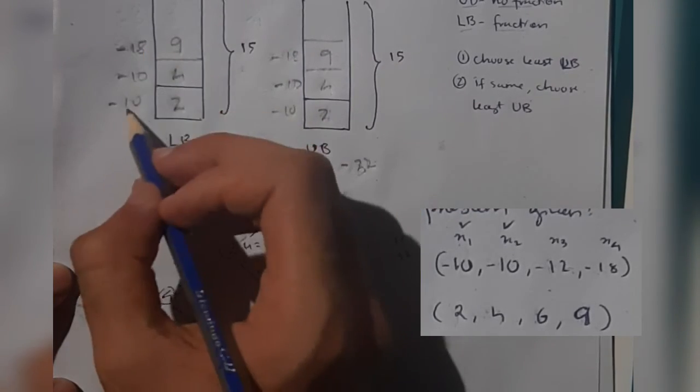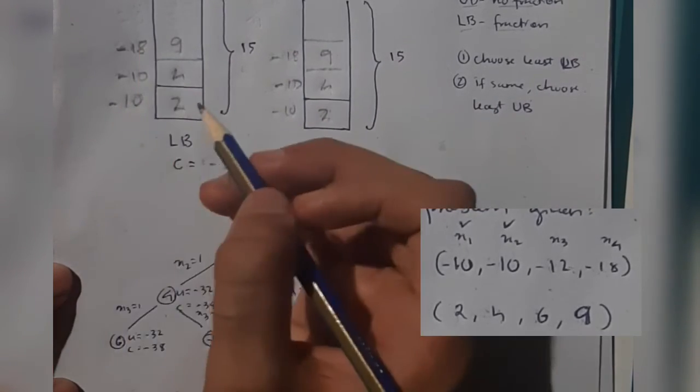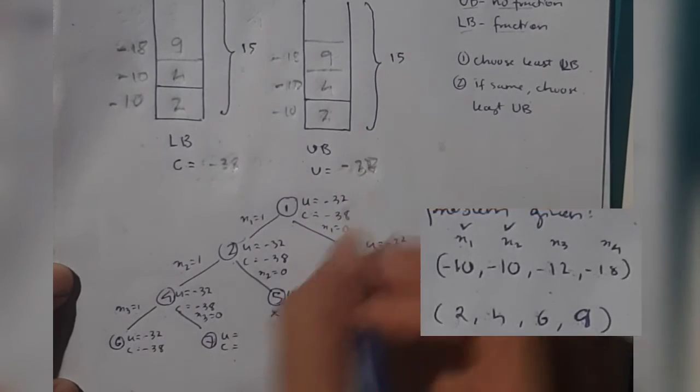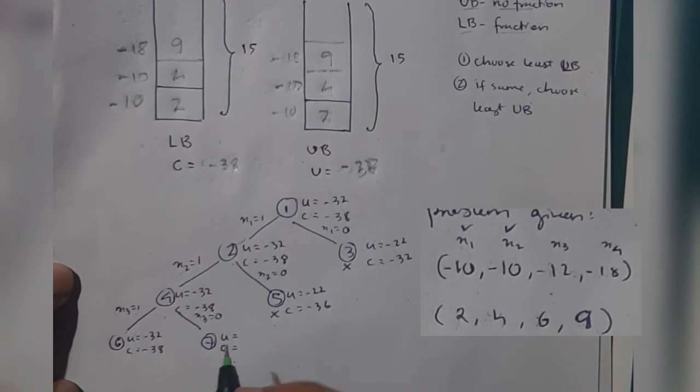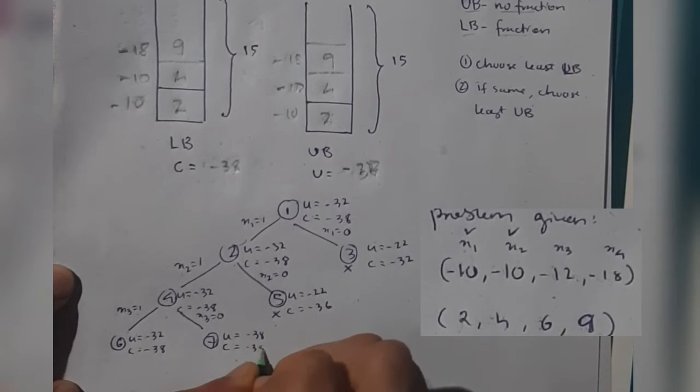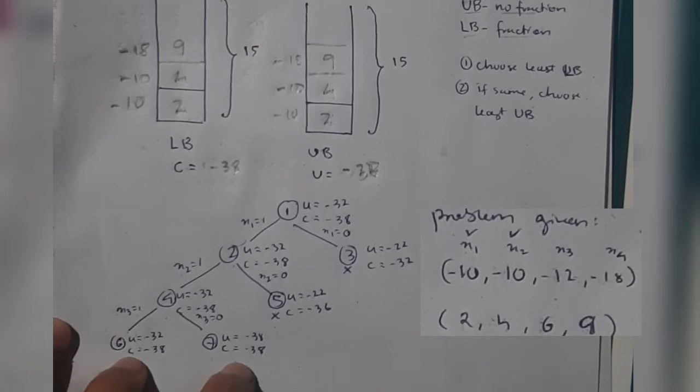So when I calculate the total profit here, it will be minus 38. Minus 38 here and minus 38 here also. I'll be including the profits here, minus 38 and minus 38. Now at this point, choose among these two.